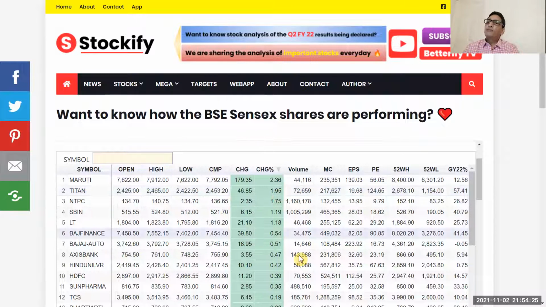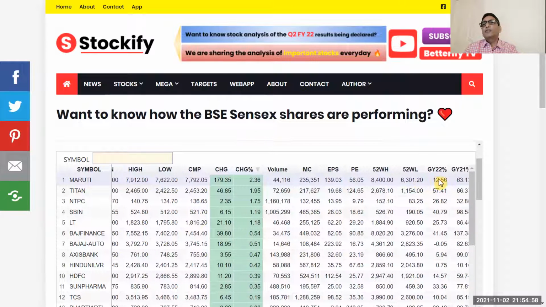And this column gives you the volume of all shares. So this will give you an idea what volume that particular share has done during the day. And this is the market capital in crores. So all market capital is in crores. And this is the EPS of the particular stock. And this is the price earnings ratio, again same as we have seen for the index. This is the 52-week high for each stock. And this is the 52-week low for each stock.